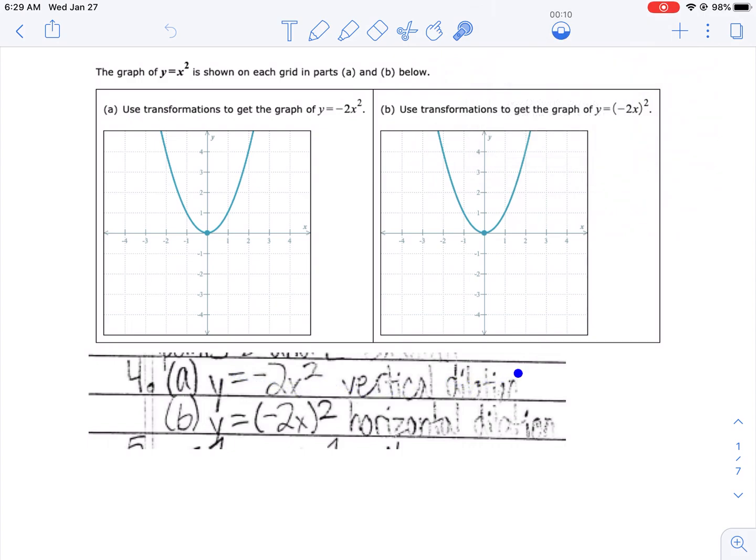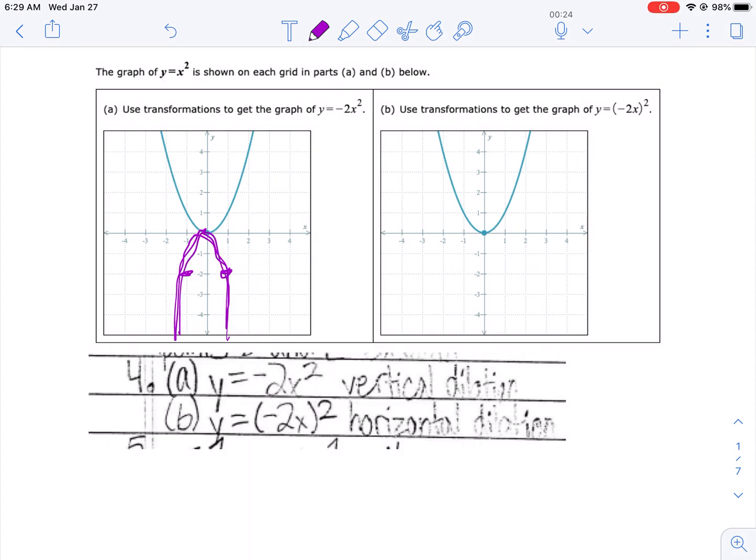We have negative 2x squared. What you didn't have in your answer is you didn't account for this negative sign. So you're going to flip it and then do a vertical dilation. So we know our parabola is going to go through 0, 0, and then 1 and negative 2. So it's going to be thinner.